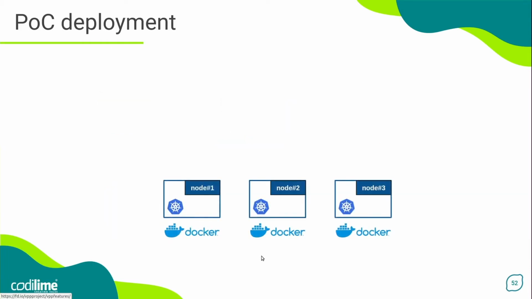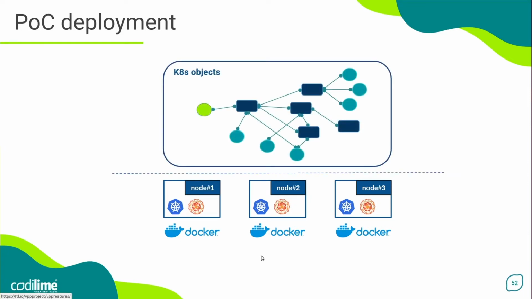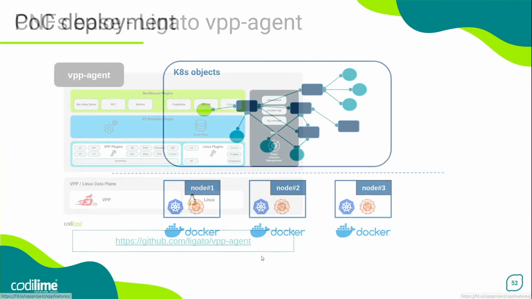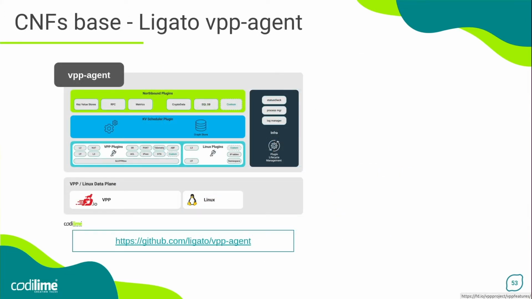Here's what it looks like. We have a 3-node Kubernetes cluster. We install the NSM on it, and then add Kubernetes pods one by one, which form the data plane of our setup. Now, let's take a closer look at the CNFs we implement in our setup.